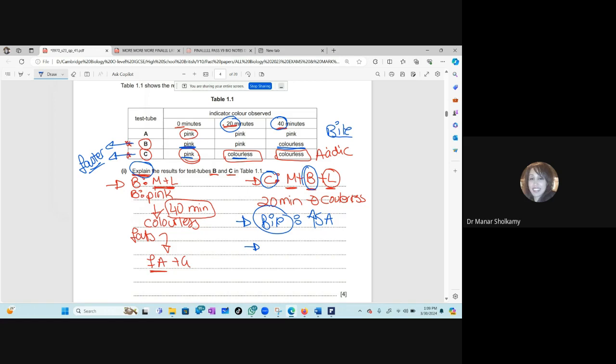Okay. And why does it become colorless? Because it becomes acidic, because fatty acids are acidic and they will reduce the pH. The pH will be decreased.